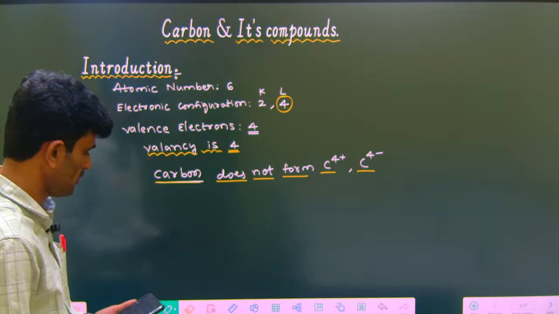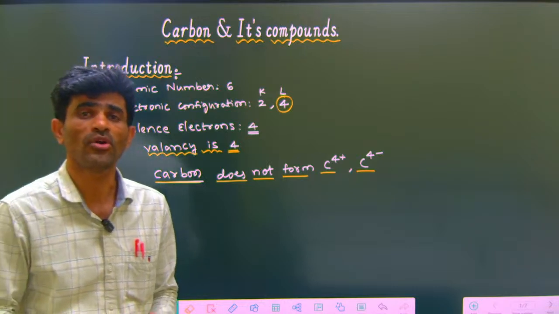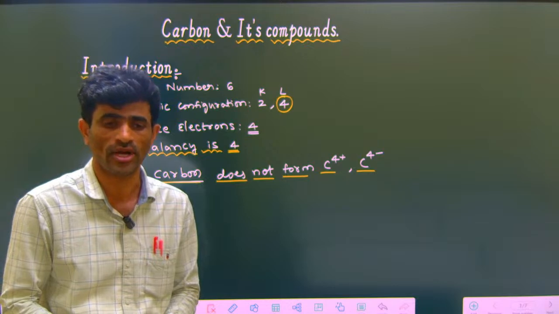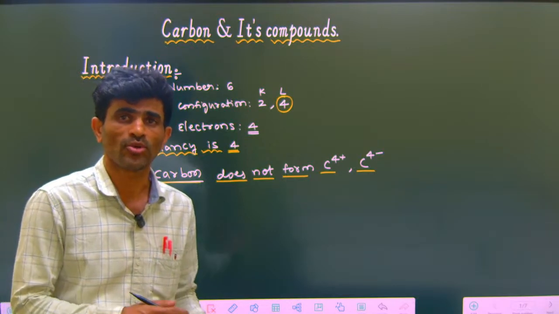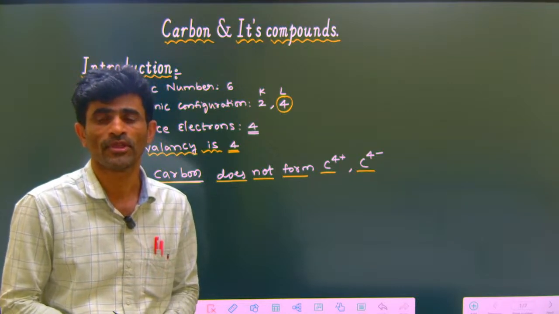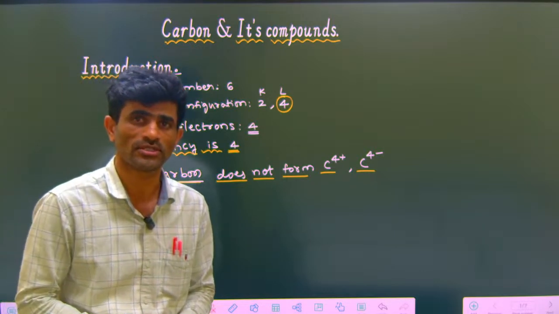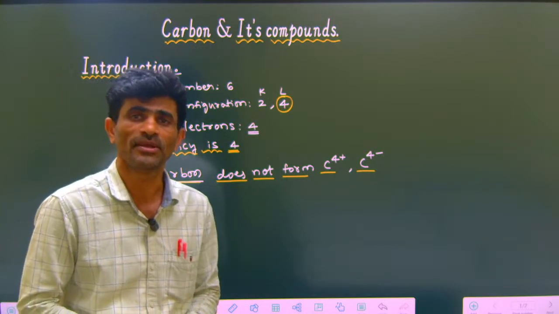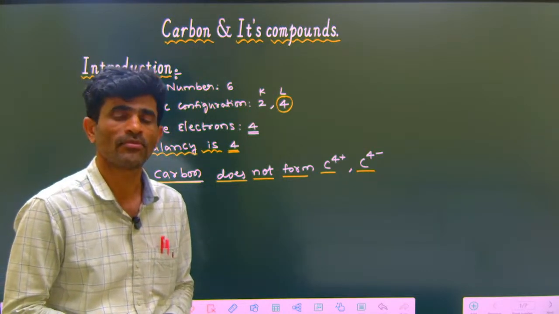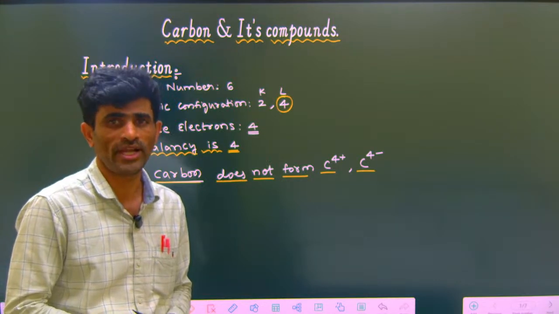Then after this, how carbon gets this octet configuration: just now I told you, by sharing of electrons. Not only carbon, some other atoms also get octet configuration by sharing electrons. The chemical bond formed by sharing of electrons is called a covalent bond. So carbon forms covalent bonds, and the compounds formed by covalent bonds are called covalent compounds.